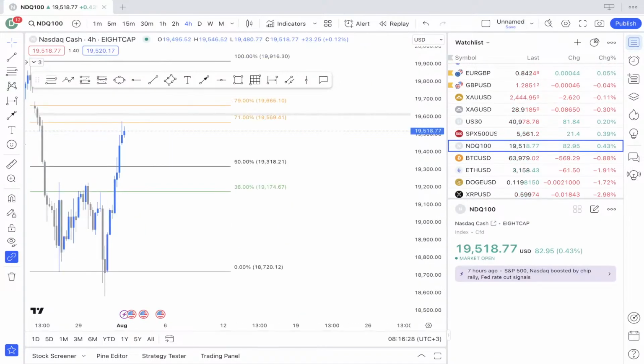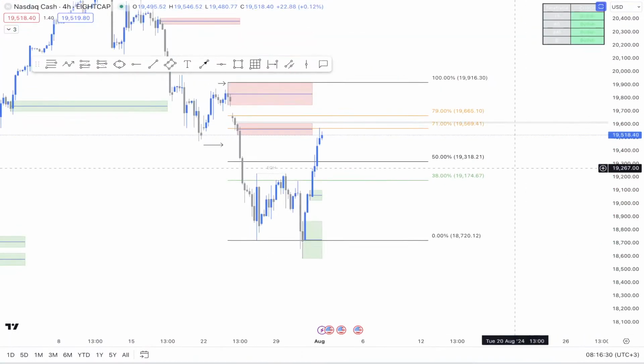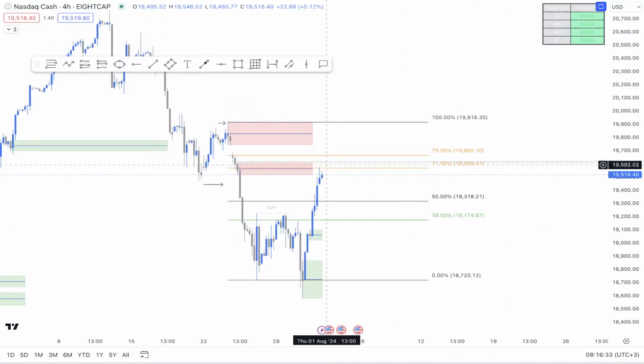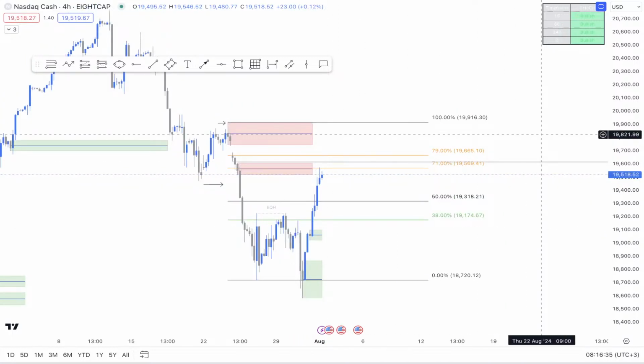And lastly, on NAS100, this bearish opportunity just triggered our first entry. Okay, and running in some small profits literally as we speak.